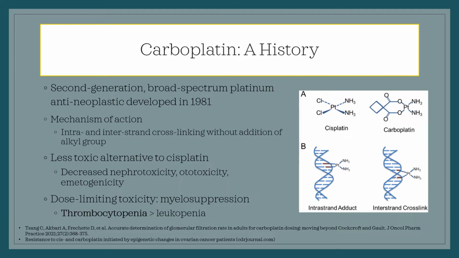Both of these platinum agents work by causing intra and interstrand adducts in our DNA. So they act very similar to an alkylating agent, but they do not have the addition of the alkyl group. Looking at the picture on the slide, there are some important structural differences between cisplatin and carboplatin, particularly related to the leaving group. Our leaving group for cisplatin is those chloride ions, in comparison with carboplatin, which is that cyclobutane ring.